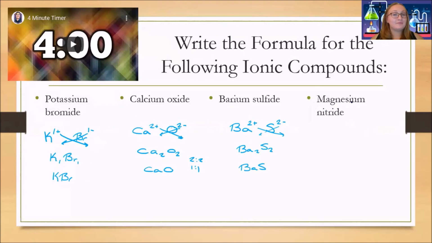And finally, magnesium nitride. Magnesium is Mg. Nitride comes from nitrogen. Magnesium always has a +2 charge, whereas nitrogen always has a -3 charge. Apply the crisscross rule, and I get Mg3N2. And I can't reduce that, so that's my formula for magnesium nitride. Okay.